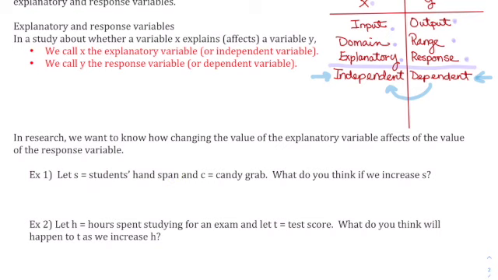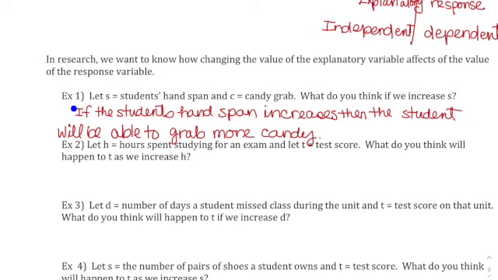I want you to pause the video and answer question number 1 right now. Example number 1, let S equal student's hand span and C equal candy grab. What do you think if we increase S? If the student's hand span increases, then the student will be able to grab more candy. That's example 1. Please try examples 2, 3, and 4, and we'll come back and talk about it.